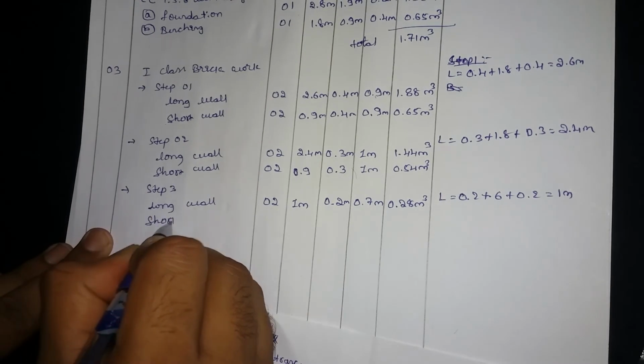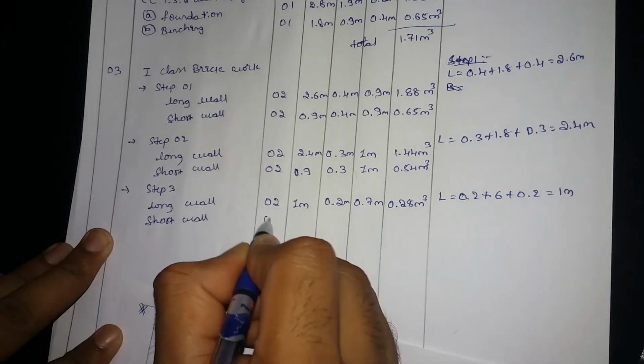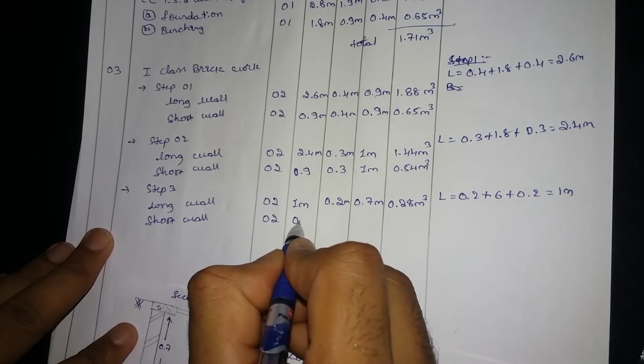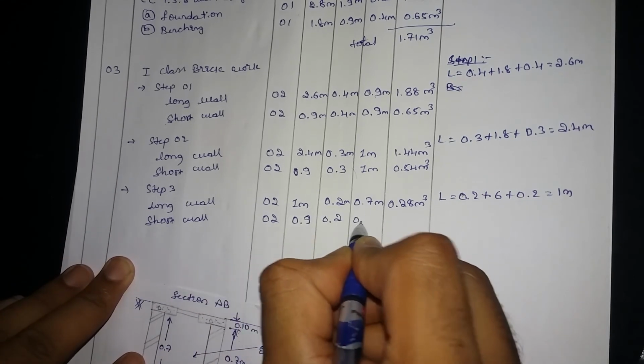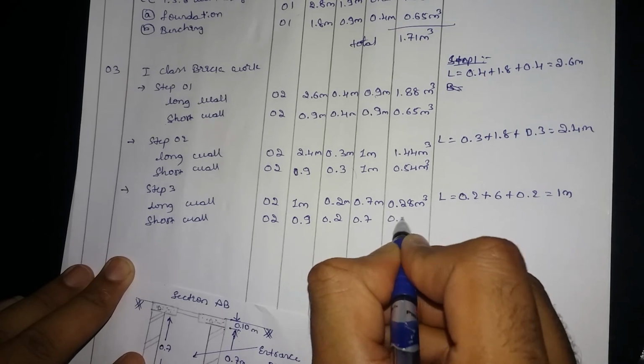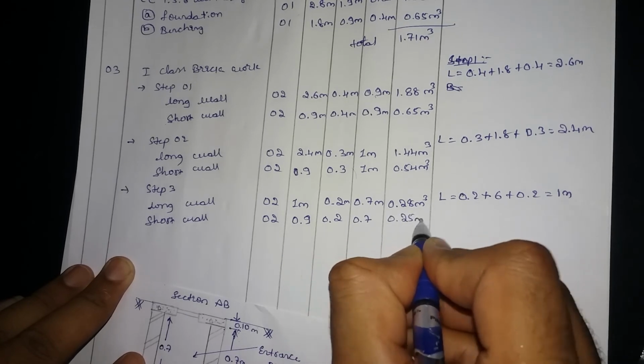Similarly, go for finding the short wall. Short wall, how many walls? There are 2 walls. Similarly, the length of the short wall is 0.9, its breadth is 0.2, its depth is 0.7. If I multiply all this, you'll get 2.25 meter cube.